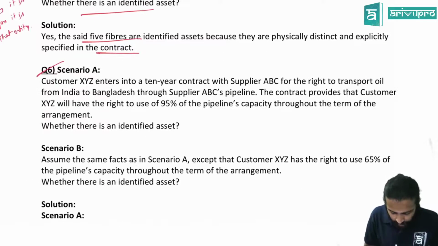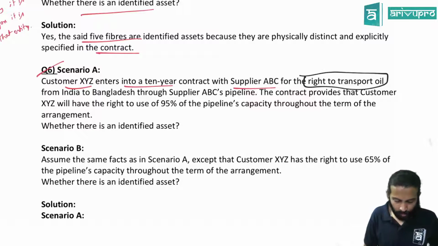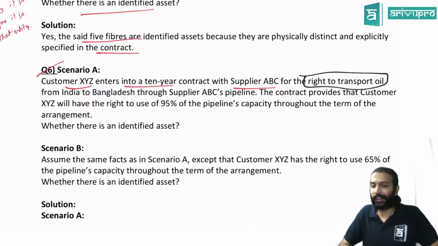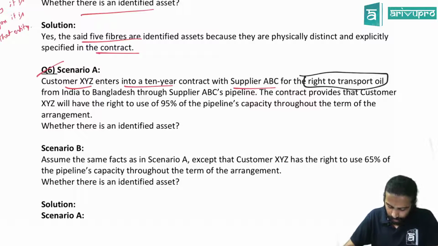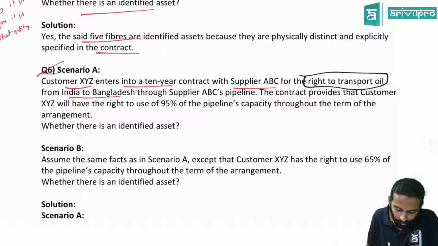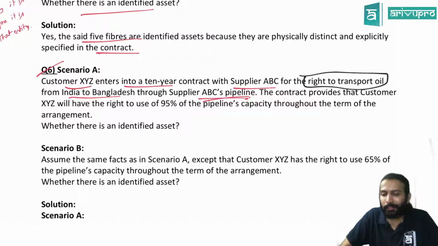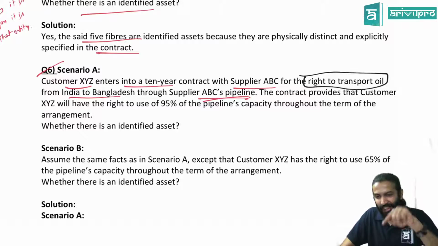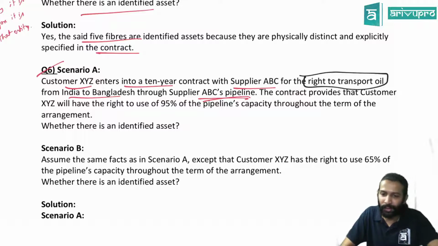Okay. Next scenario. Customer XYZ enters into a 10-year contract with supplier ABC for the right to transport oil. Underline the word right. That means we are not buying the asset, we are buying only the right, so again lease features. Right to transport oil from India to Bangladesh through the supplier ABC's pipeline. Pipeline means there will be an issue, because normally you will not have many cables. Generally you'll have only one, so they may have to share with other entities.